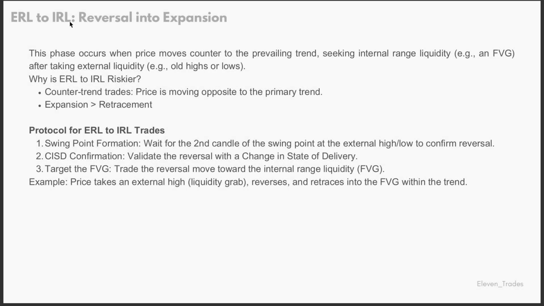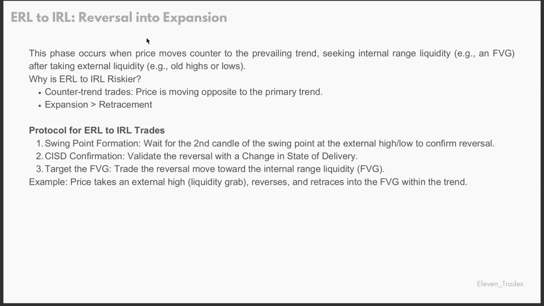Now the external to internal range liquidity, also known as a reversal into expansion. This failure price delivery is a counter trend move because you are trading against the prevailing trend. The price is seeking a fair value gap to then trade back to the external range highs. This is a counter trend move because the expansion is always larger than the retracement.